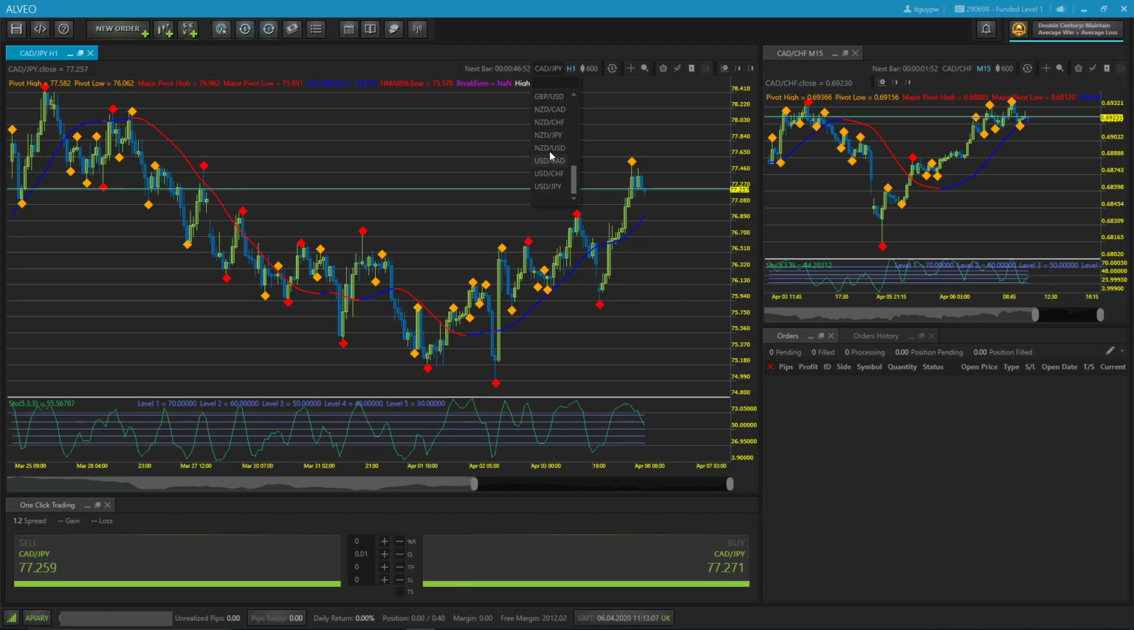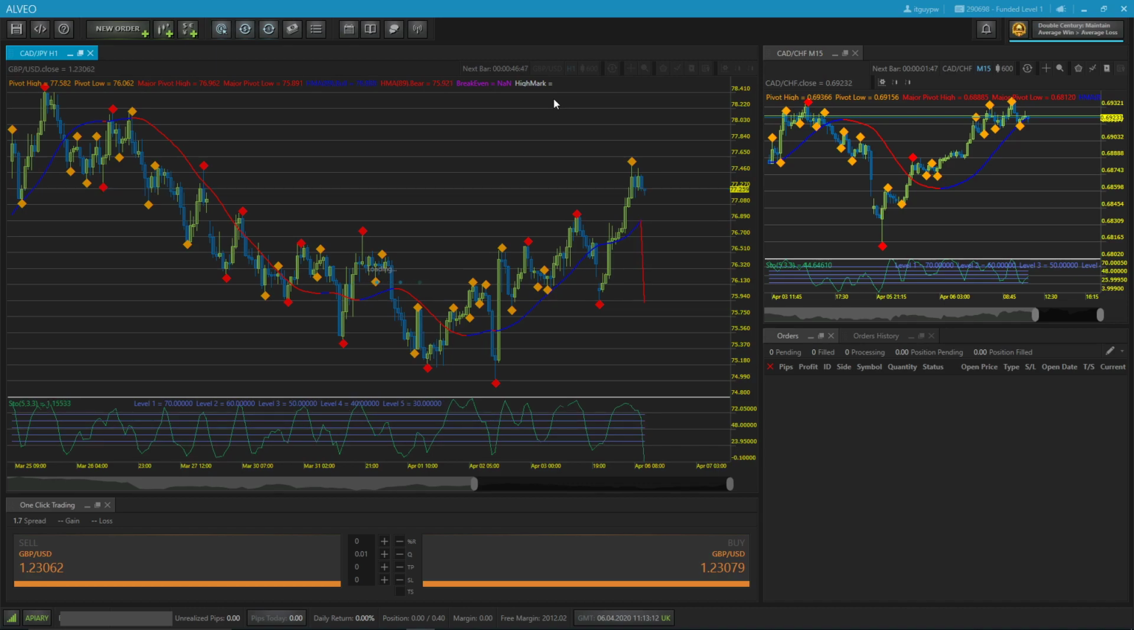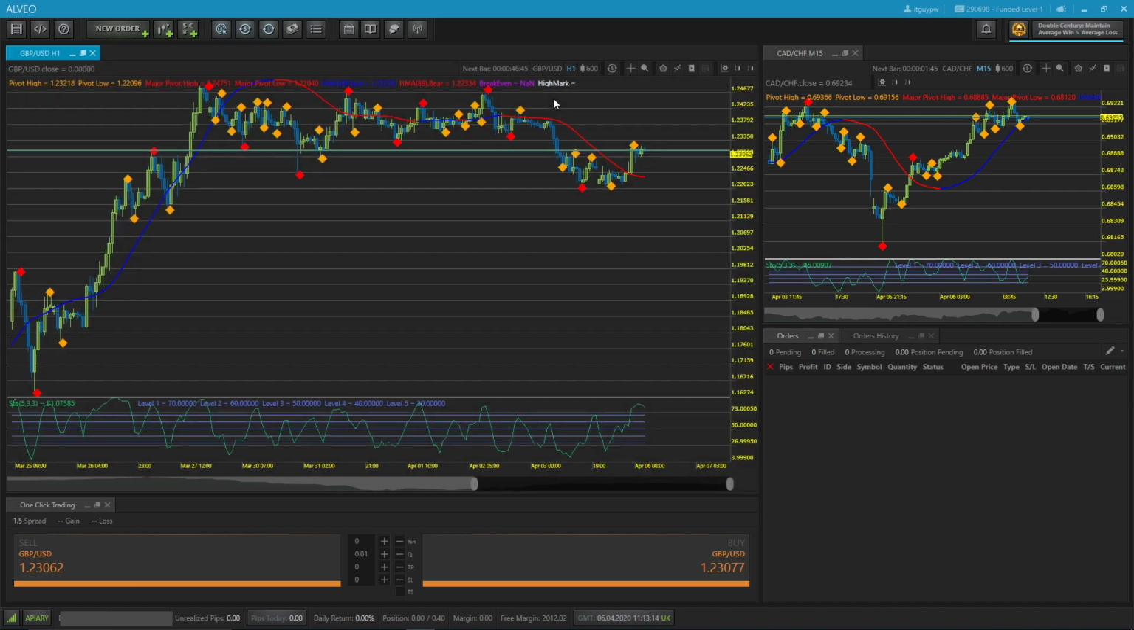Skip around a little bit, check some of my favorite pairs and see what they look like. So we have a lot of sideways movement. We broke down out of that consolidation, but then, you know, there wasn't a lot of commitment to that level. So I think we're going to skip the pound US. Let's look at the euro pound.